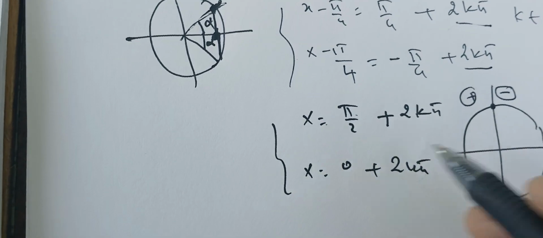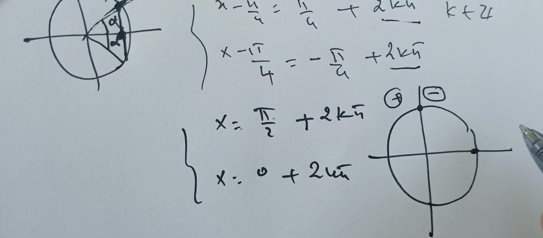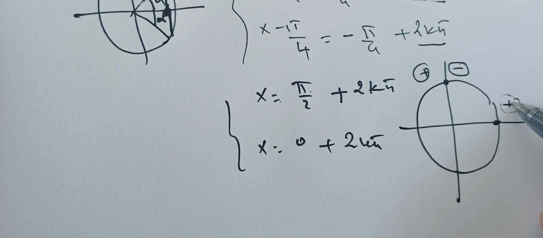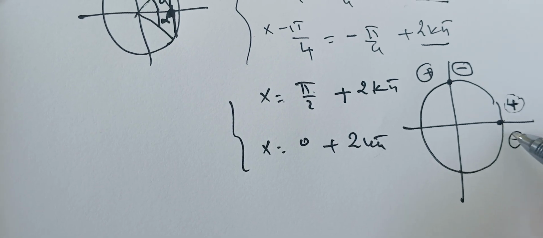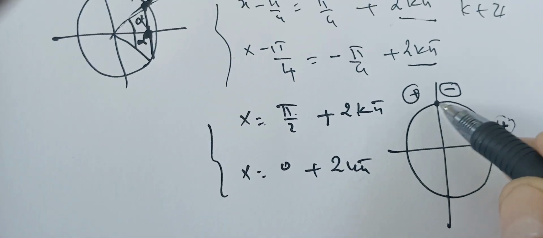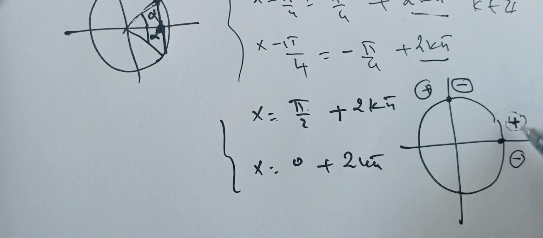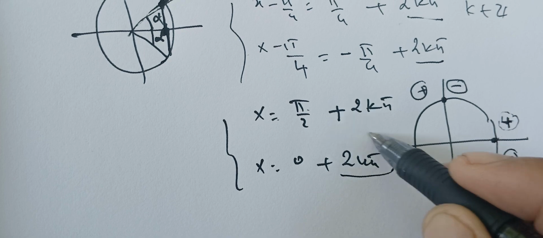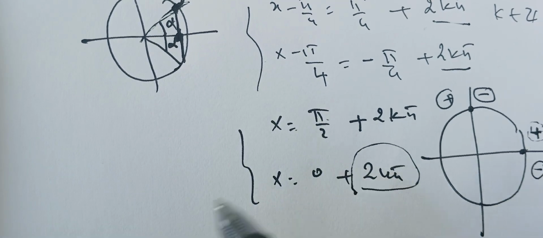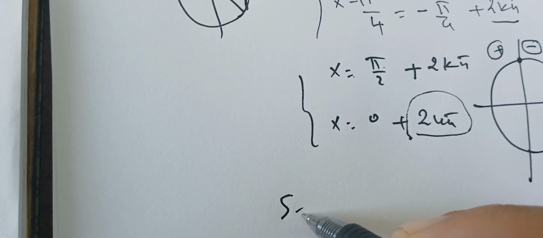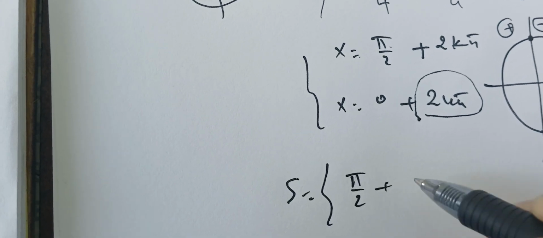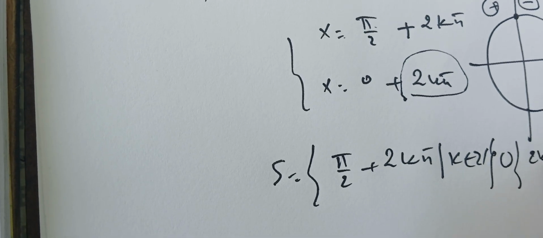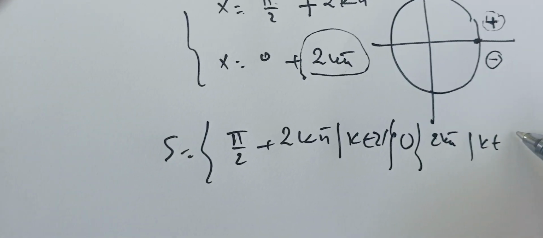On the other hand, if I have x is 0, I can either make a turn in the positive direction or the negative direction, and I come back after I make 1 full circle, or 2 or 3 or minus 1 or minus 2 or minus 3. That's why I have these 2k pi. So in our case now, the solution is pi over 2 plus 2k pi with k in Z, union 2k pi with k in Z.